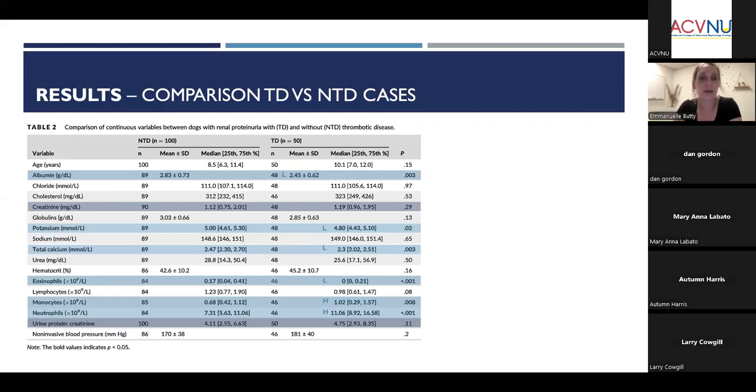Digging a little bit more into what else different they found between the two groups. What they realized is that albumin was lower in the group that developed thrombotic disease. The potassium and calcium were also lower. And the eosinophils were lower, but monocytes and neutrophils were higher. So that was the difference between these two groups.